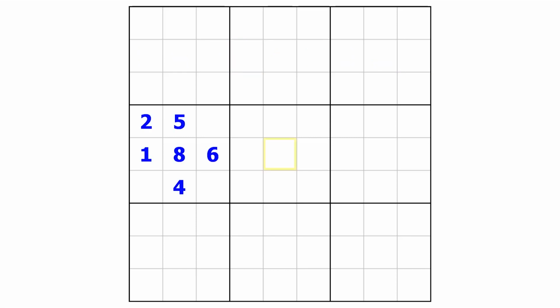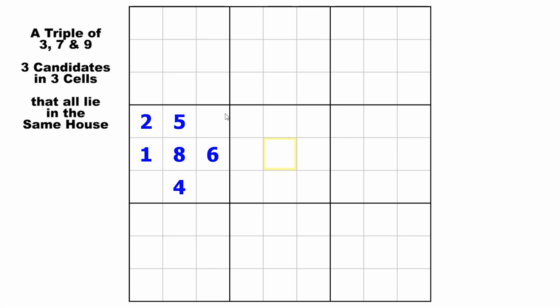And likewise, if we have a house with 6 solved cells and 3 unsolved cells, then we will know that there is a triplet remaining in these last 3 cells. Like here in block 4, we have all the numbers placed except for these 3 cells. So we have 1, 2, 4, 5, 6, and 8. So these 3 cells must be solved for 3, 7, and 9, even though we don't know which is which at this point.